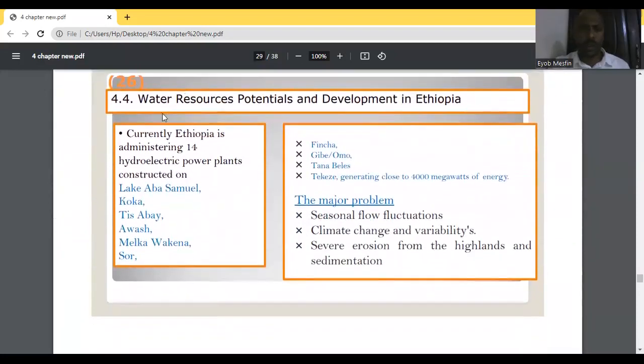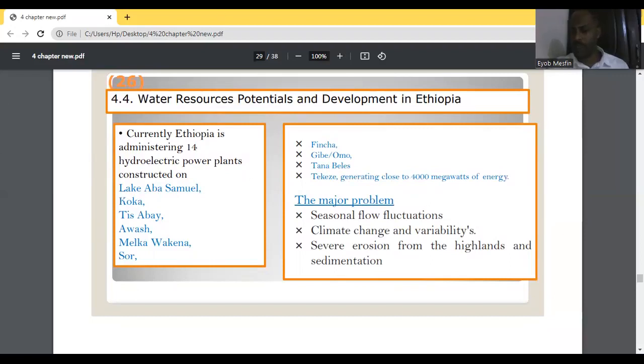The other concept is some of the dams. Lake Aba Samuel, the dam near the Akaki River, Koka, Tis Abay, Awash, Melka Wakena, and also Gibe 1, 2, 3, Fincha. These are from the Gibe and Omo, there are 1, 2, 3, and Tana Beles also near Bahir Dar areas, Tekeze, and also the others.